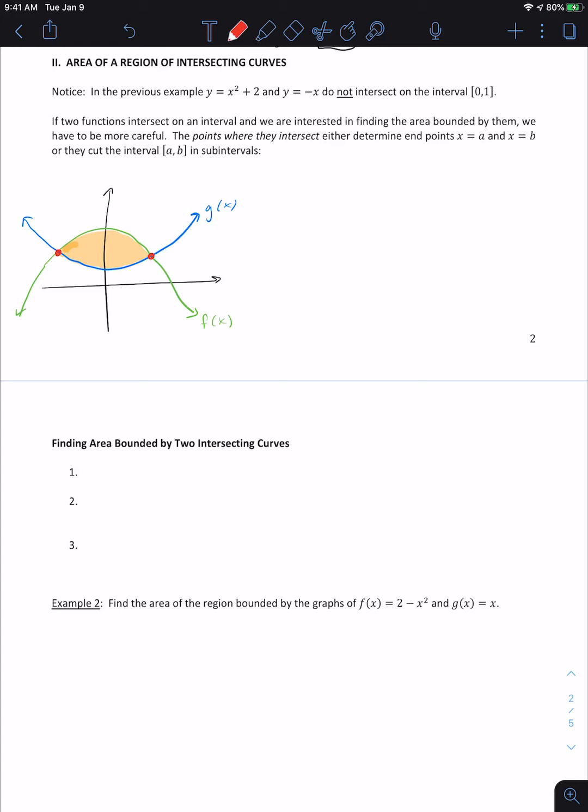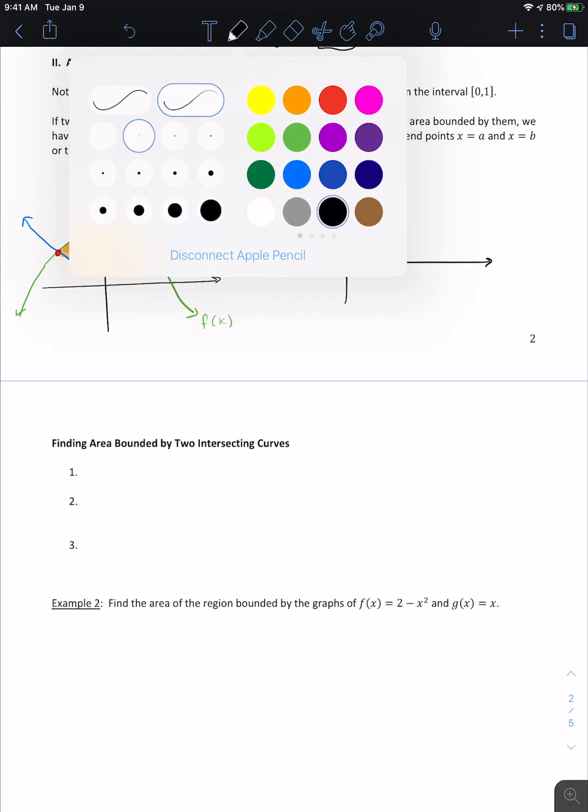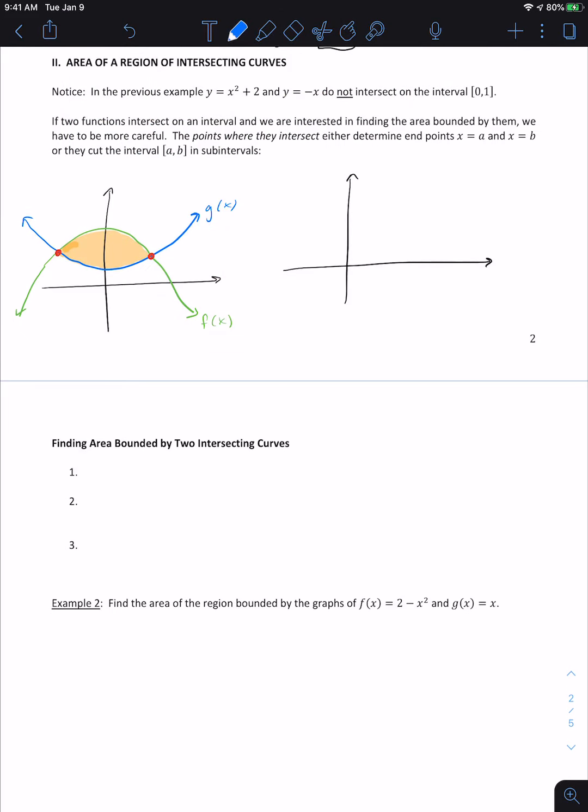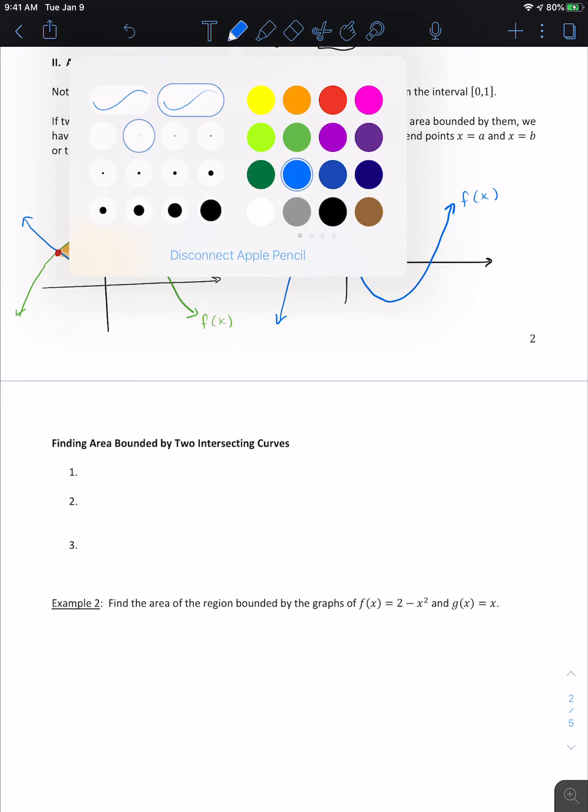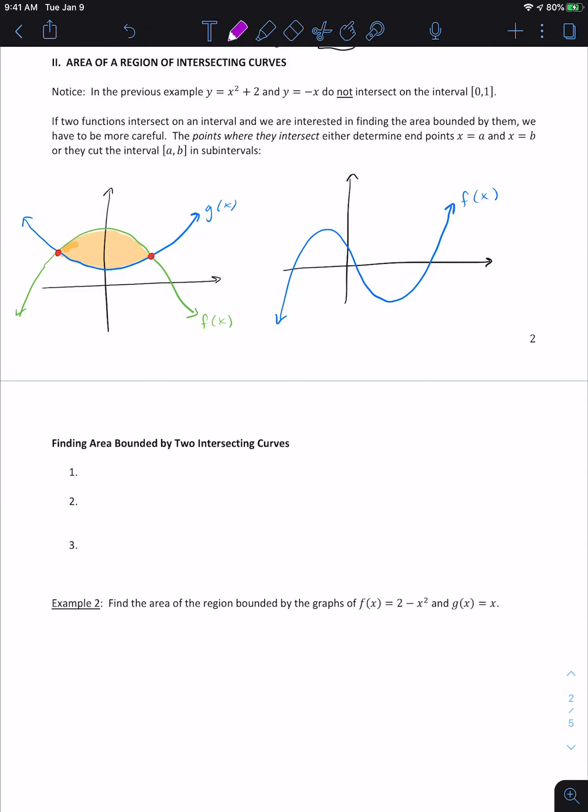The other thing that can happen is that they can cut the interval into subintervals. So let's look at another example here. If I had this graph like this, and say my f of x looks something like this, right? Say this was my f of x. And then I had another function, say this function right here, that was my g of x. And I ask you to find the area bounded by these two curves.